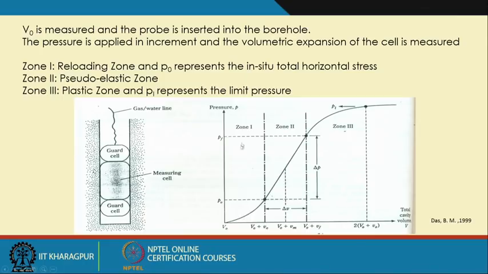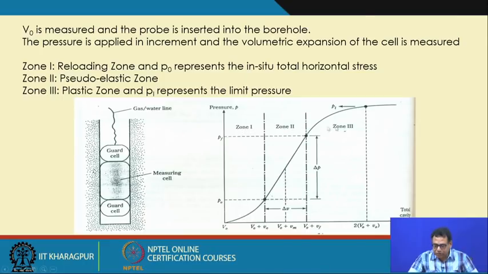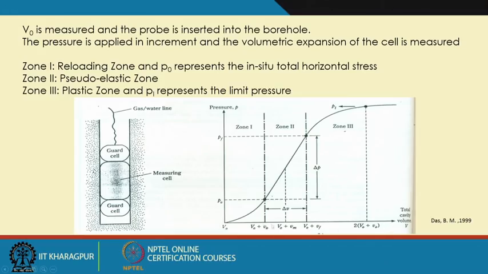Here we will have three zones basically: zone 1, zone 2 and zone 3. Here V0 is the initial volume of this pressure cell. So V0 is the volume of the measuring cell, or the cylindrical probe, capital V0, and we insert this in the borehole. The pressure is applied in increments and the volumetric expansion of the cell is measured. So we apply the pressure and the volume increases, and we measure the volumetric expansion. That is why you get the pressure versus volume curve.